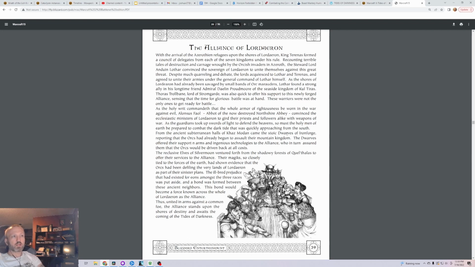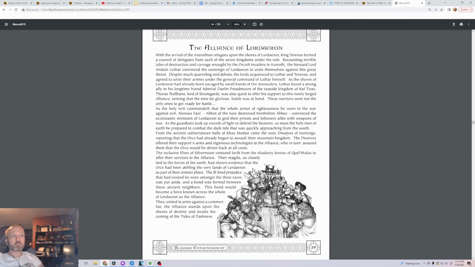As the shores of Lordaeron had already been savaged by small bands of orc marauders, Lothar found a strong ally in his longtime friend, Admiral Daelin Proudmoore of the seaside kingdom of Kul Tiras. Thoris Trollbane, Lord of Stromgarde, was also quick to offer his support to this newly forged alliance, sensing that the time for glorious battle was at hand.